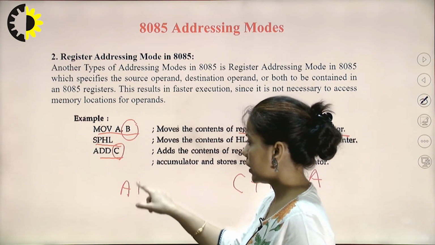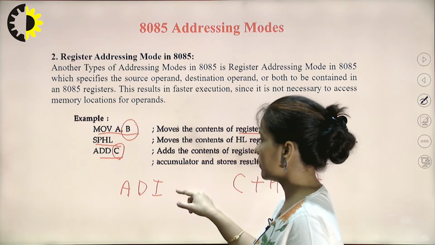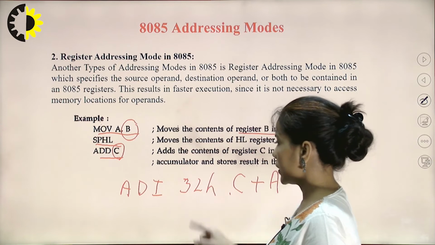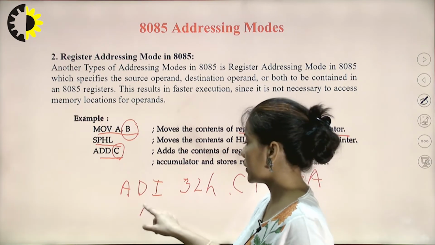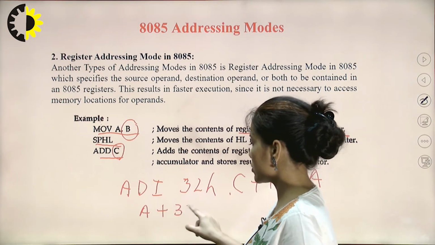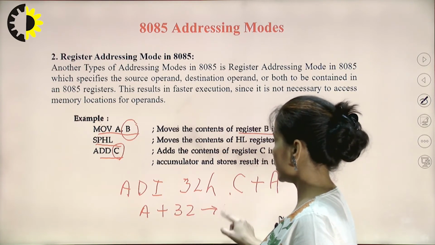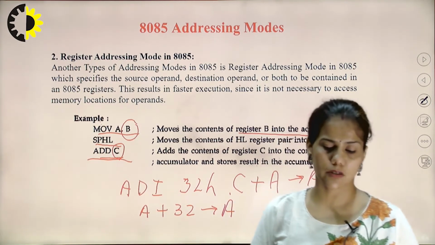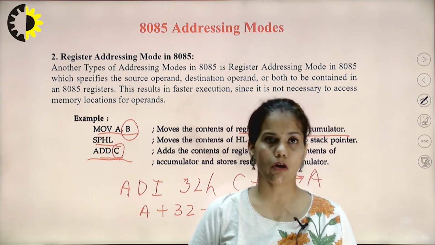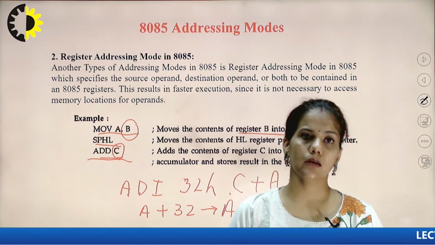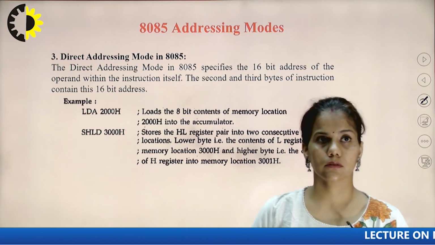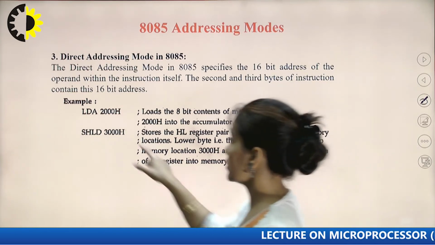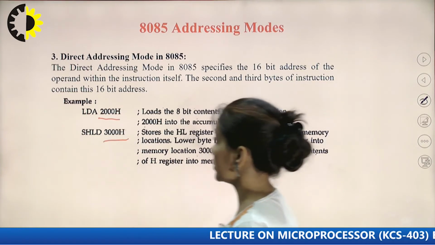But if I had written it as ADI 32H, it means it is the immediate addressing mode, and it will add the contents mentioned in the instruction directly with the accumulator, and the result will go into the accumulator. So this is the register addressing mode, where either the source or the destination or both are registers. Direct addressing mode: here the address is specified in the instruction, that is 2000H or 3000H.